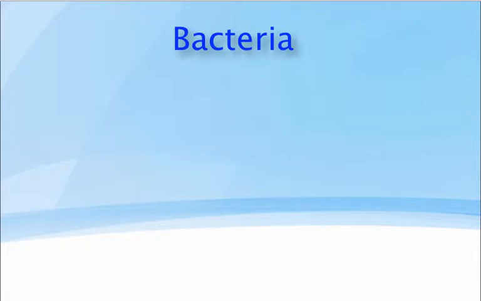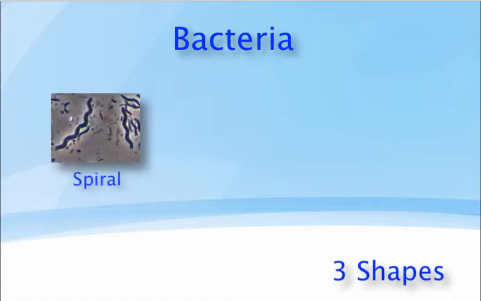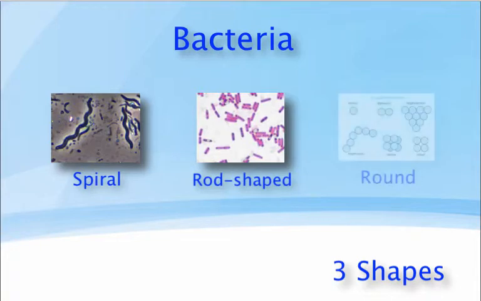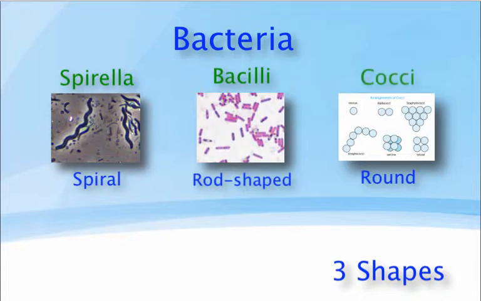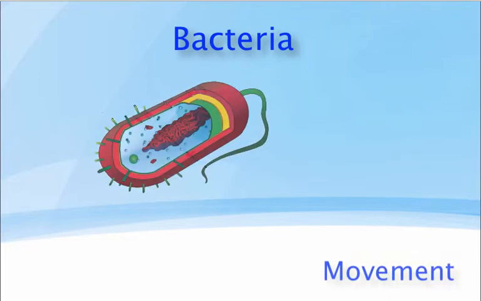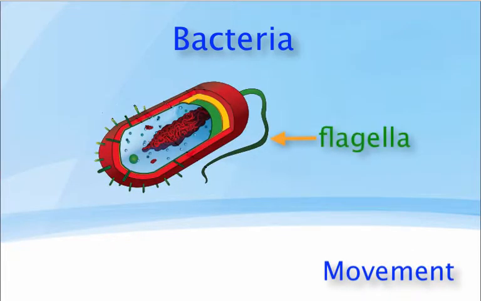Bacteria come in 3 common shapes: spiral, like a corkscrew, rod-shaped, and round. A group of these looks like a cluster of grapes, and each shape has a specific name. The spiral is spirella, the rod-shaped is bacilli, and round is cocci. Some types of bacteria have a tail called a flagella that helps them move through liquids.